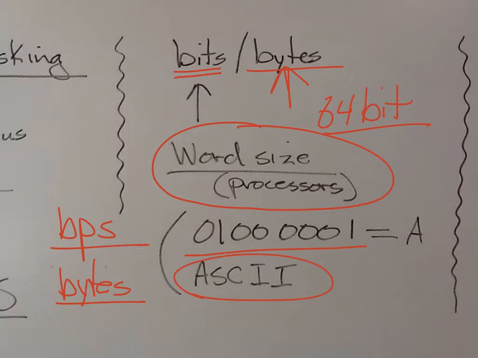Using the ASCII code, a capital A is really this in the computer: off, on, off, off, off, off, off, on. So you hold the shift key and hit a capital A. This is what's really being looked at inside the computer. Those 8 bits are giving us a byte.